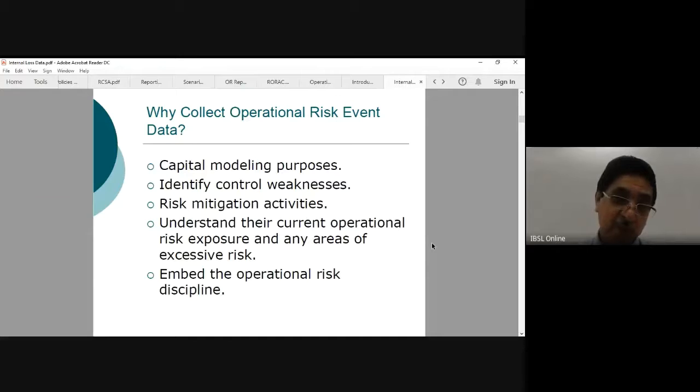When you want to control or mitigate these losses, you need to mitigate the impacts and the frequencies, or you have to control them. And the last one is the most important thing, which you can inculcate among the minds of the people. That is what you call embedding the operational risk discipline.